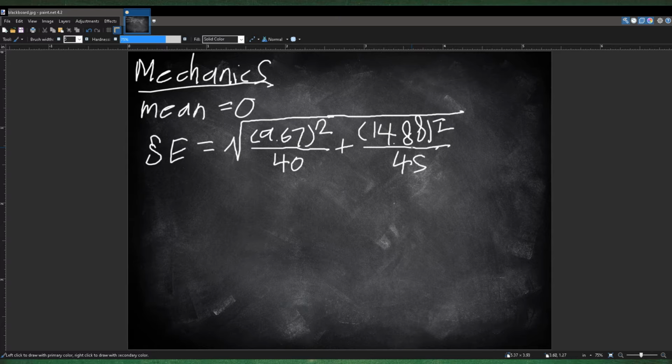Okay. And now we basically need to calculate this. So 9.67 squared divided by 40 plus 14.88 squared divided by 45, and then you square root that number, and you get a standard error of about 2.69-ish, rounded, basically.